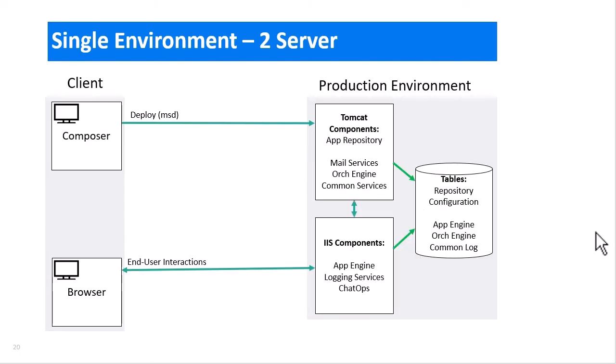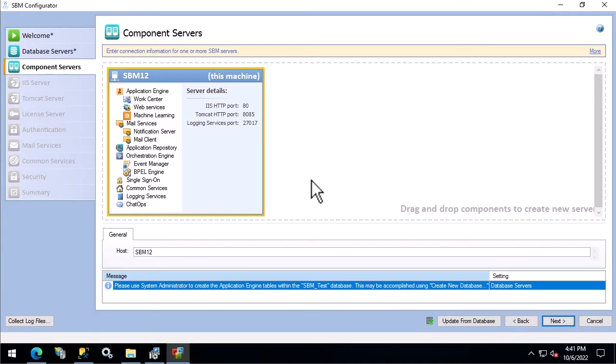With this example, we have two SBM servers. One SBM server is going to host the Tomcat components, and the other SBM server is going to host the IIS components. So let's look and see how we do that in the configurator. To set up two servers, it's going to be similar to what we did on the database screen. We want to separate the different components out, just like we did over there.